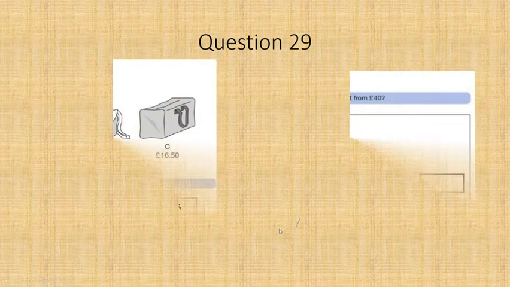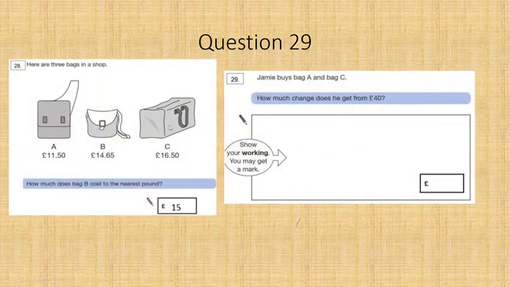In question number 29, it says here, Jamie buys bag A and bag C. How much change does he get from 40 pounds? So he bought bag A and bag C, so I have to add them together. He bought them with 11.50 pounds and 16.50 pounds. So I have to add them together.